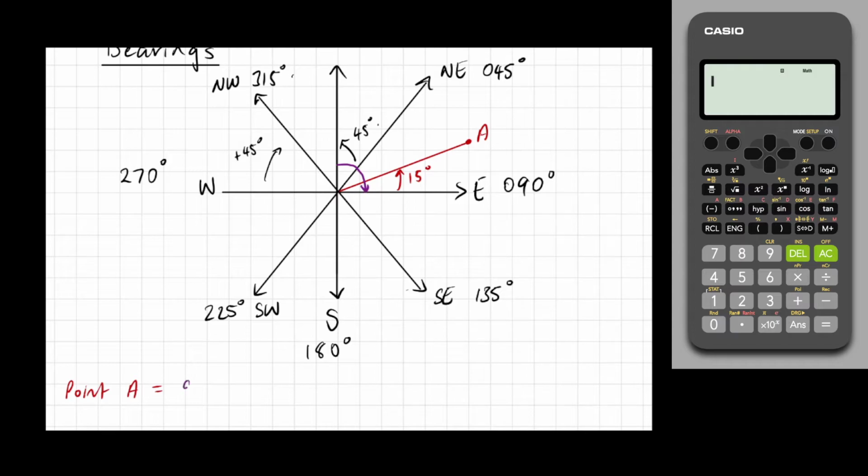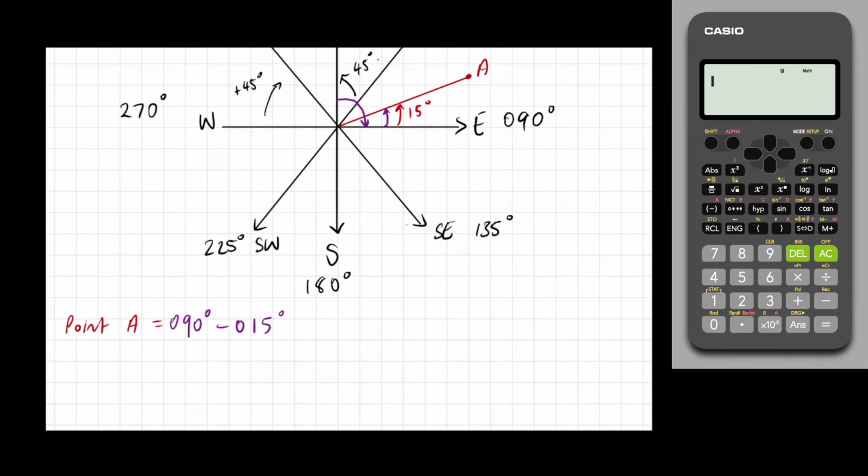So if we were to go the full 90 degrees, or 090, if we're using three figures, we'd be completely east. But then to go back to that A value, we'd have to take off 15 degrees. So we'd have to take off 015, okay? Or just 15 degrees. So 090 take away 15 degrees is, hopefully you got it, 075. So the point A is sitting at the bearing of 075, okay?